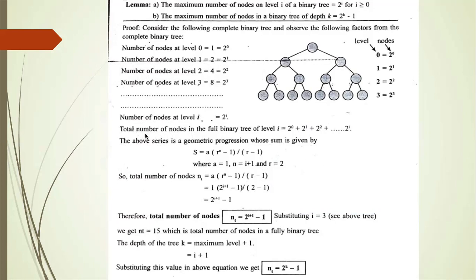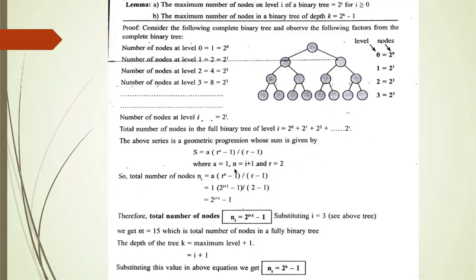So the total number of nodes in the full binary tree of level I will be the sum of all of these. So it will be 2 power 0, 2 power 1, 2 power 2, and so on till 2 power I. This series is a geometric progression whose sum is given by S equals A times r power n minus 1 divided by r minus 1, where A here is 1.